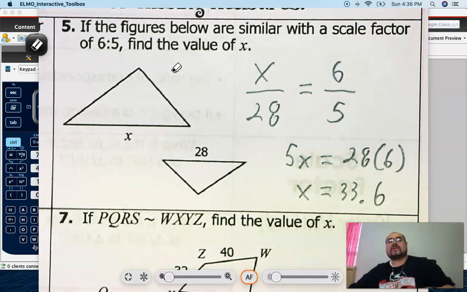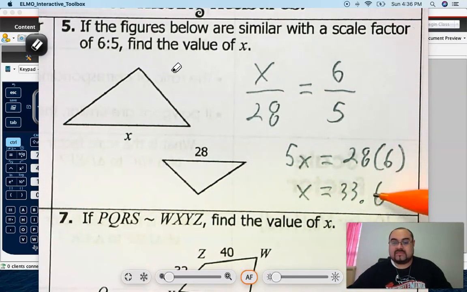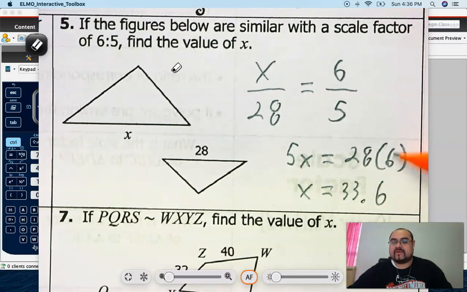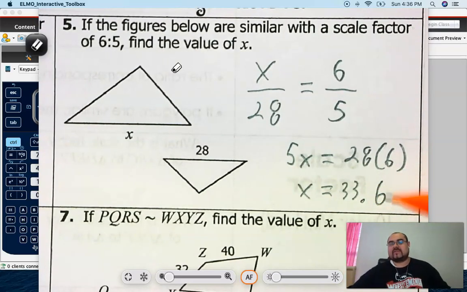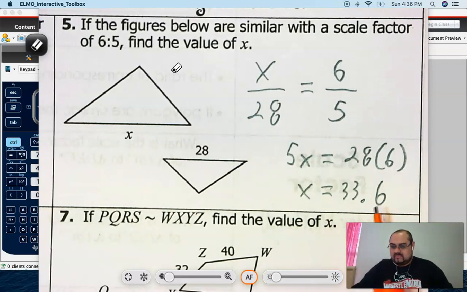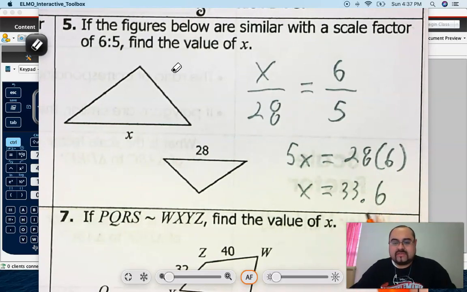When you're working on your assignment, if you do get a decimal, make sure that you round it to the first decimal spot. This one was a real nice decimal. It actually came out exactly to the first decimal spot. But if you get something with more numbers after the decimal, just round it to the first decimal, okay? And you'll have instructions like that on your assignment.